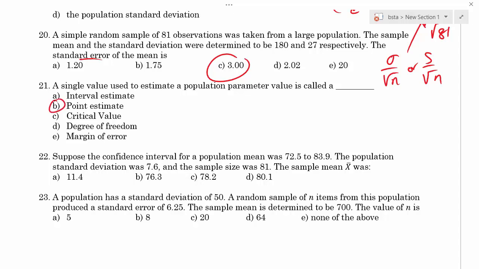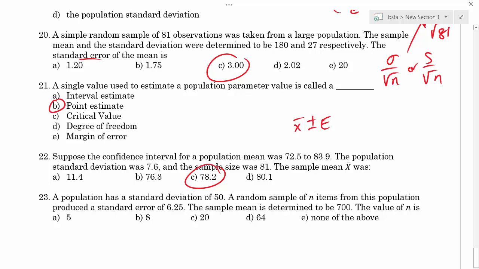Number 22. You have a confidence interval from 72.5 to 83.9. What will the sample mean be? Remember, to obtain this confidence interval, we use the sample mean plus or minus the margin of error. So this is your upper limit, that's your lower limit. How do you find the sample mean? Just add the two and divide by 2. The sample mean will be in the middle. So upper limit plus lower limit divided by 2 gives you your sample mean, which is C.